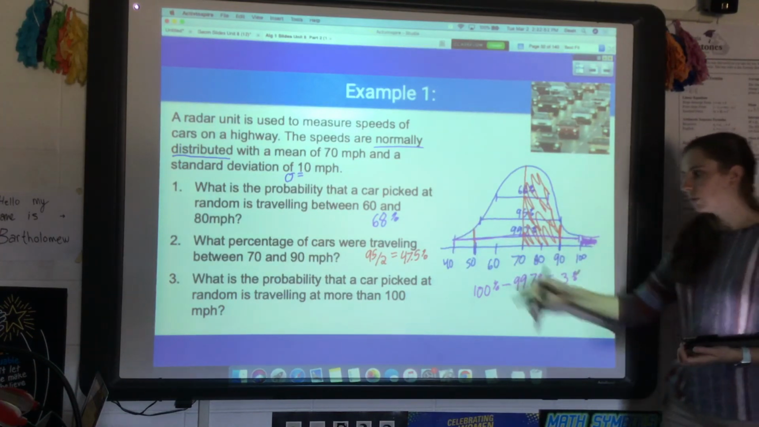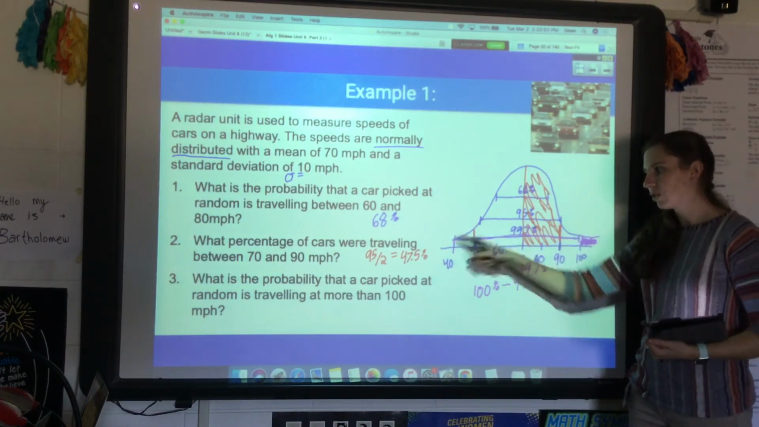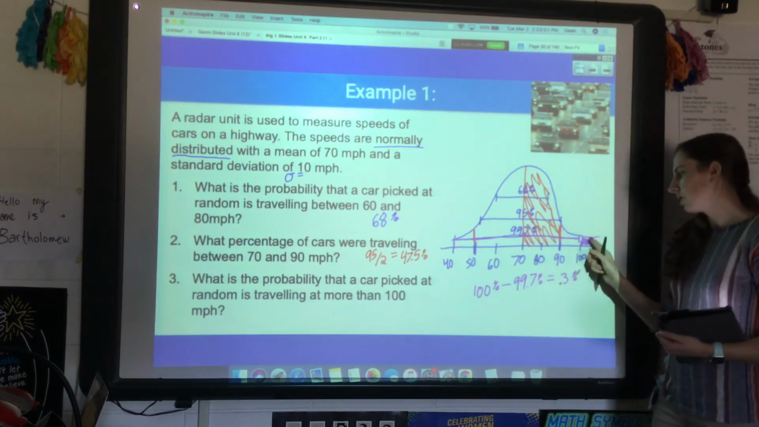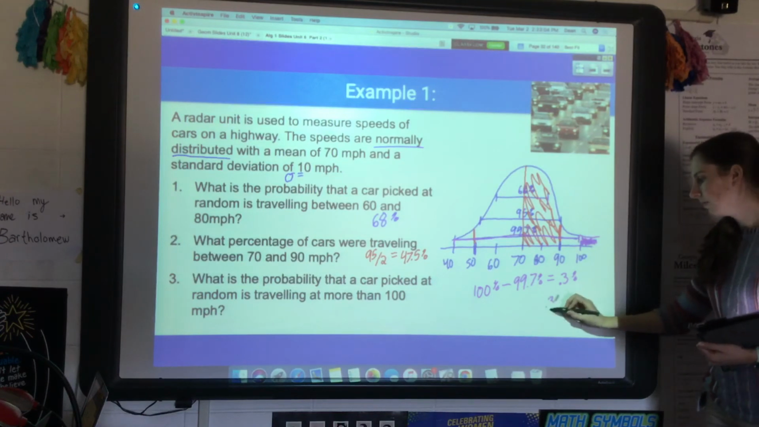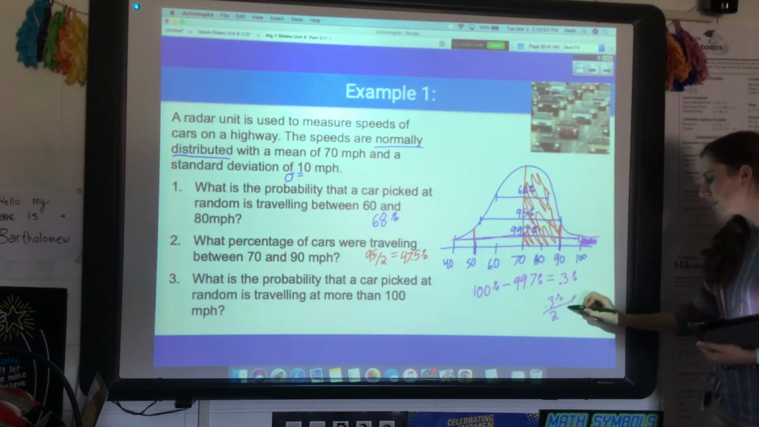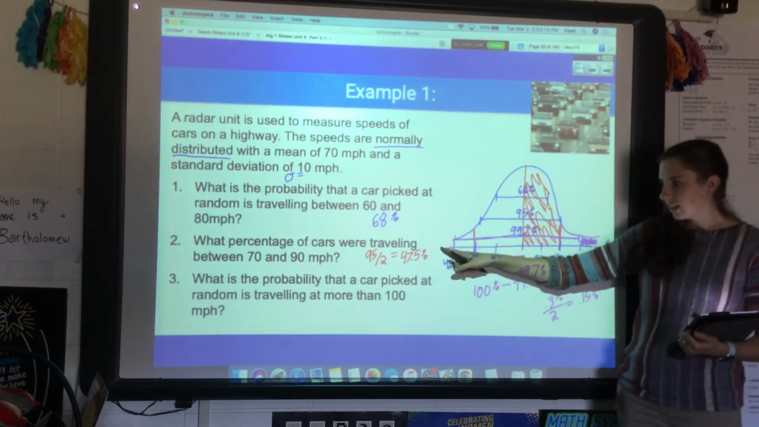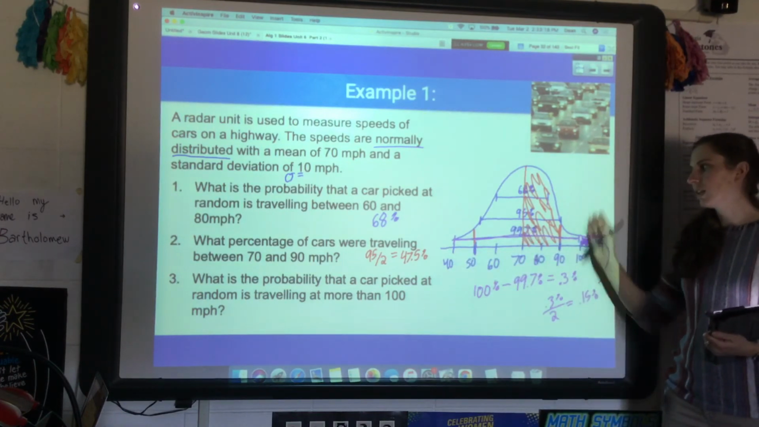However, that also includes this little piece. But again, since it's symmetric, I know it's the same on both sides. Just cut it in half, and you'll get just this sliver here. So take the 0.3% and cut it in half, and you get 0.15%, and that's what this little sliver is here. This is 0.15%, this would be 0.15%. If you add it to the 99.7%, that would be 100%.